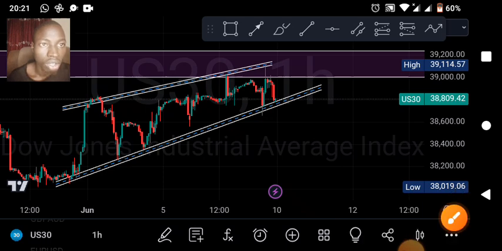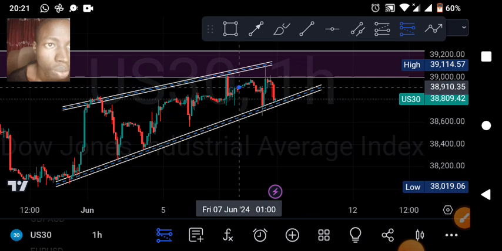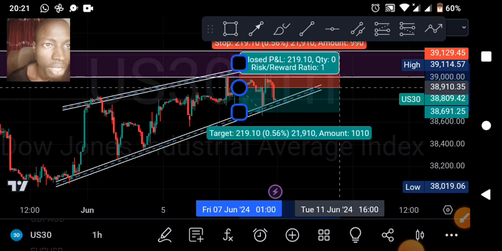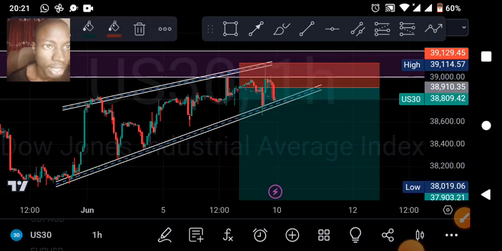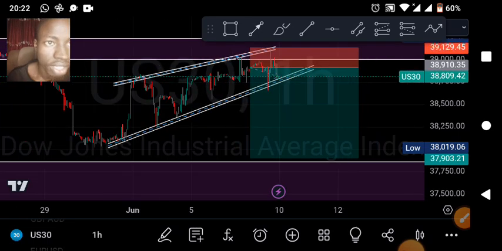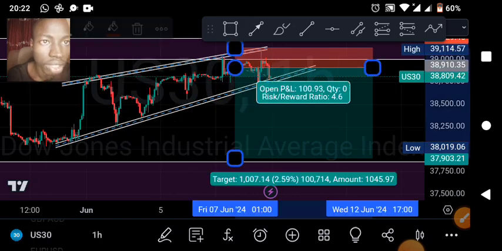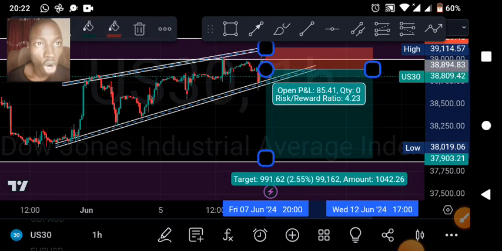So this is whatever I'm looking for: a little pullback towards this area. If you look at the 15 minutes, you realize that whatever I'm keying in is an area of interest in this market. So let's just do it really quickly so that we can move to the next pair of interest.